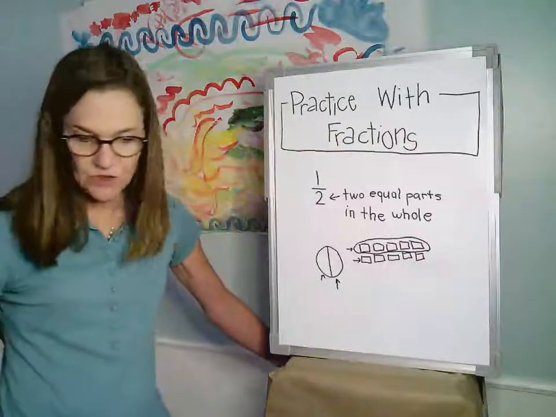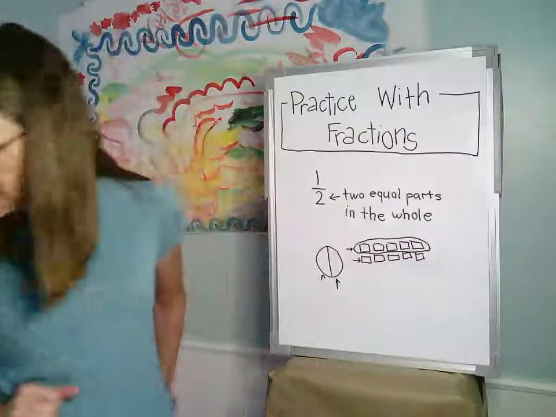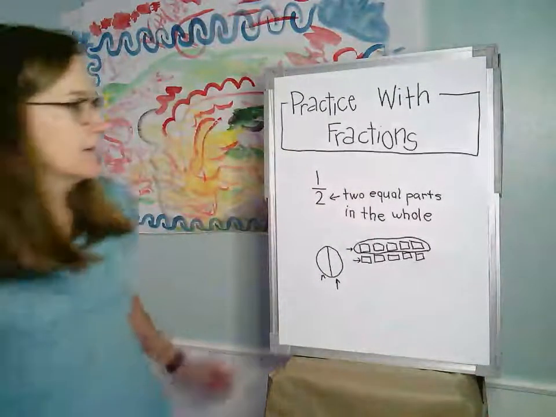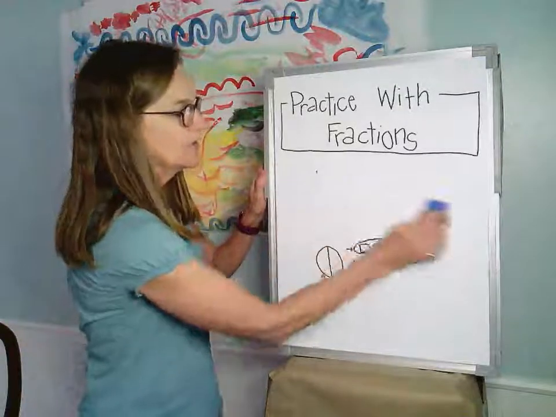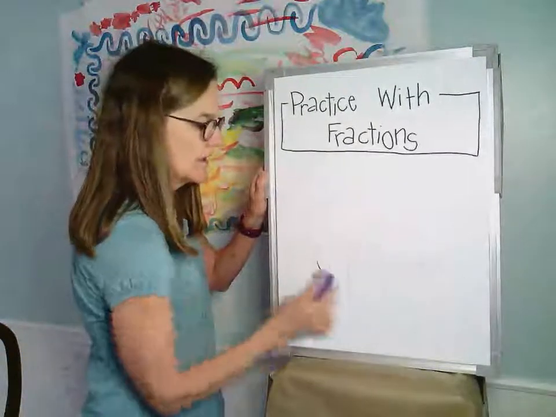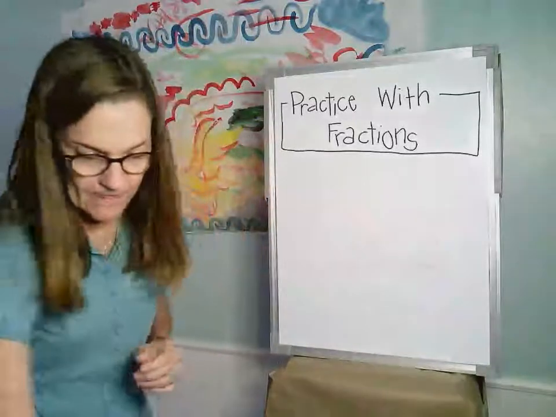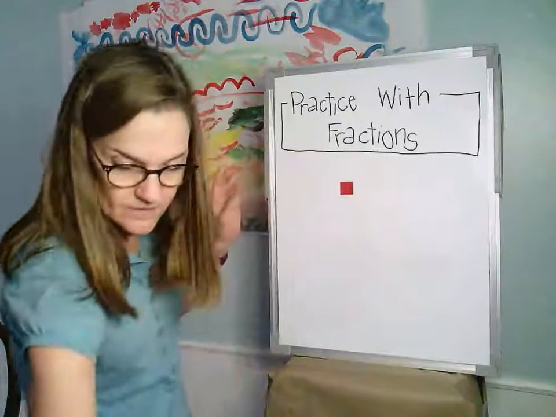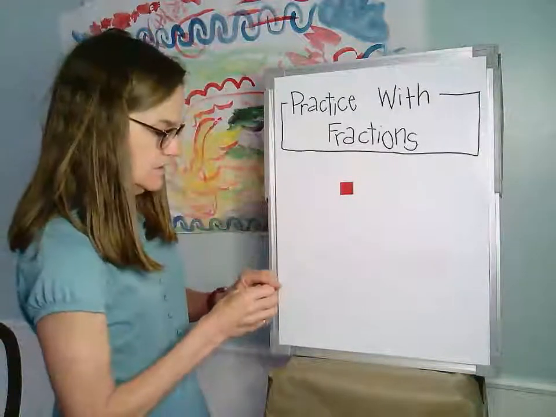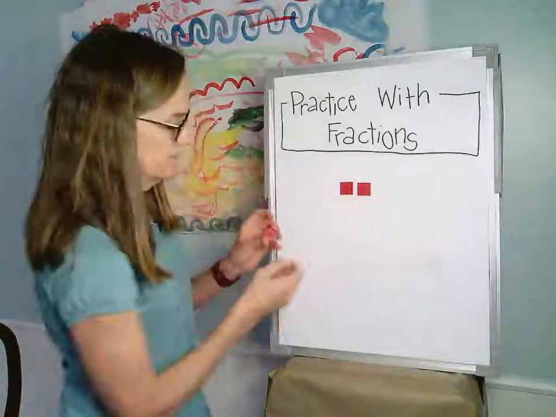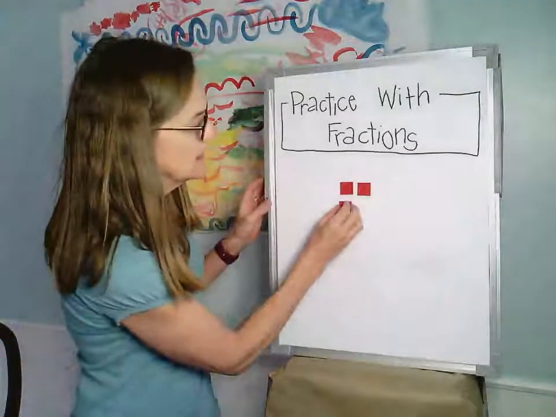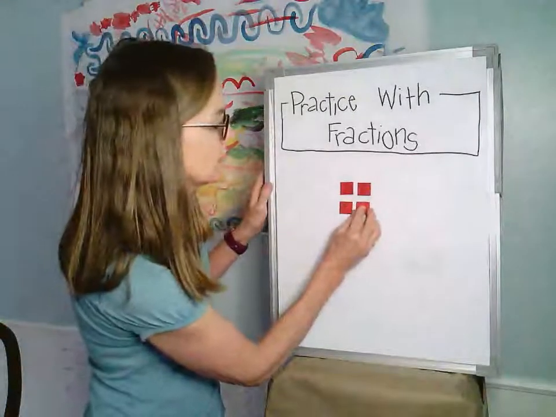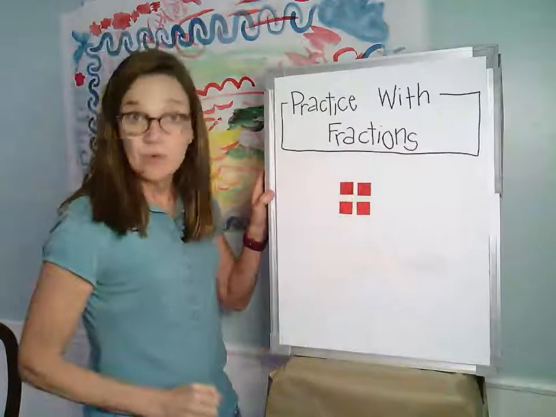And I am going to find my eraser first. Here it is. I'm going to put some little tiles on our board. 1, 2, 3, 4. I've got 4 little tiles. Okay, I've got 4 tiles.